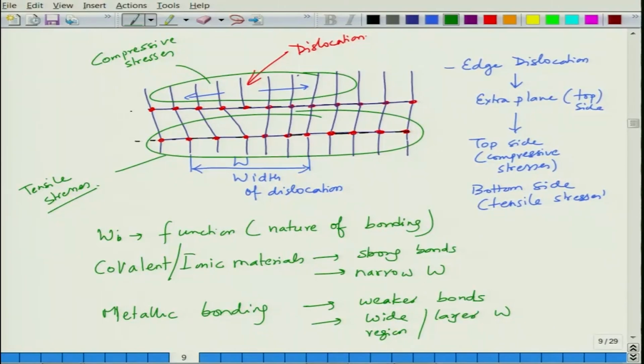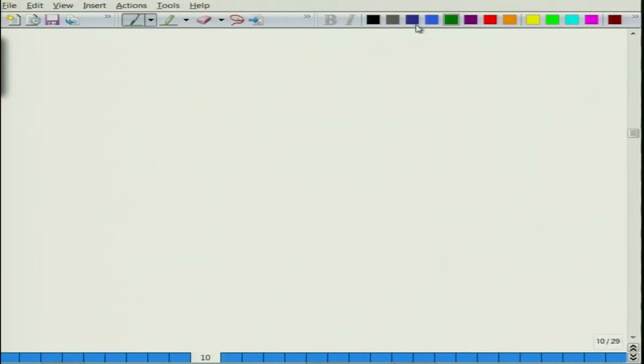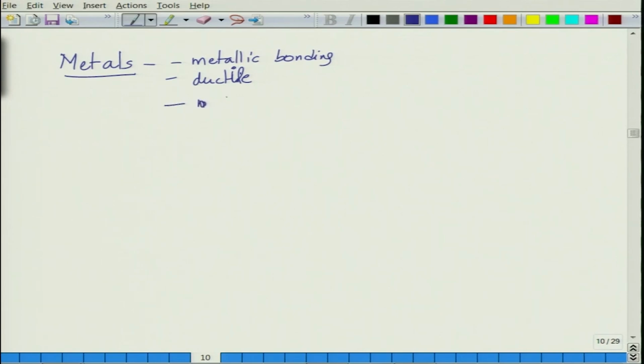Okay. So, the smaller the width is, the more stress will be required to move a dislocation. So, you can see that this is the distortion, atoms are out of registry with respect to each other. At the point where they start becoming normal, up to that point is the dislocation width. So, basically metals, which show metallic bonding and are ductile, show wide dislocations.